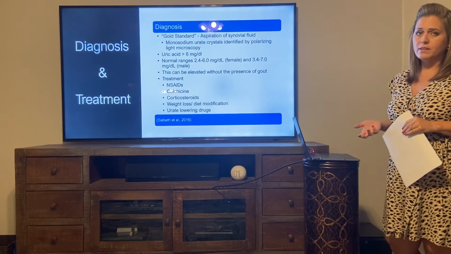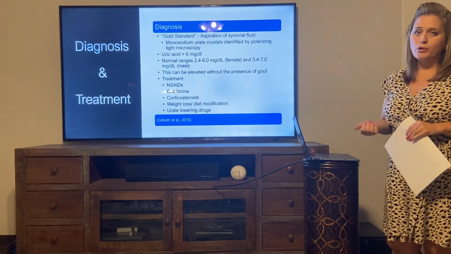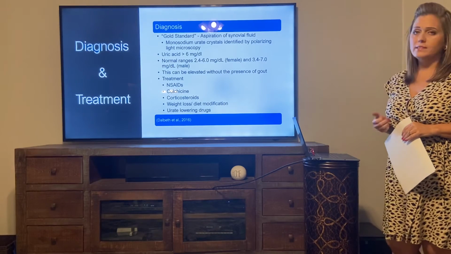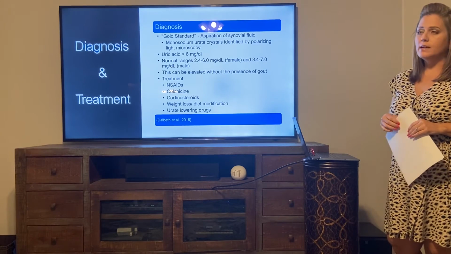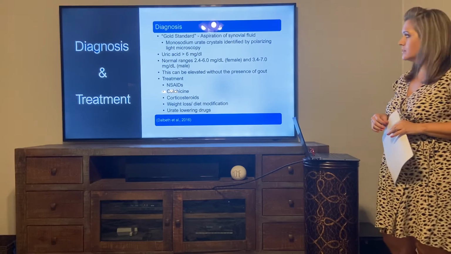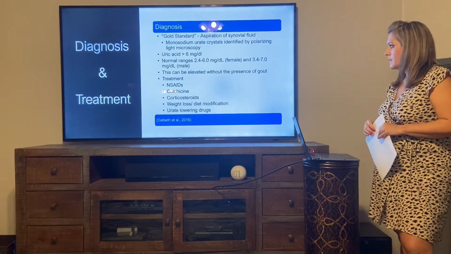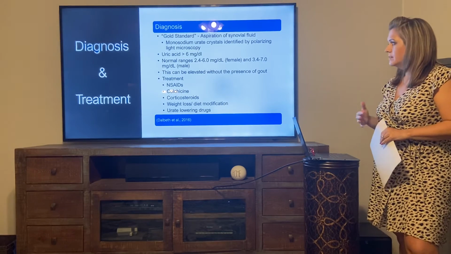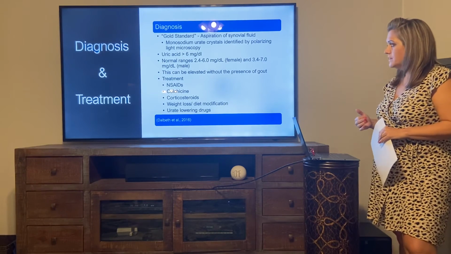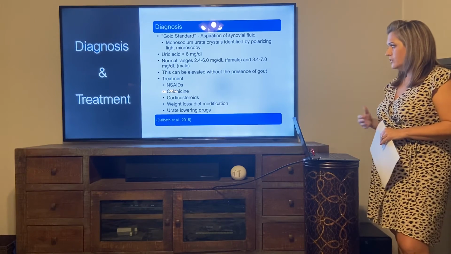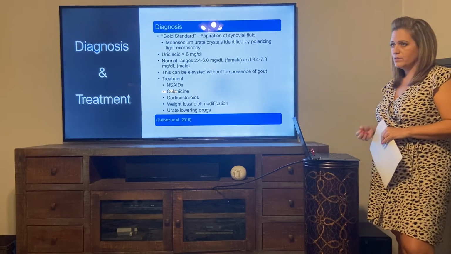Treatment options include NSAIDs like ibuprofen, Aleve. Colchicine is an anti-inflammatory drug used specifically for gout, and then corticosteroids are also an anti-inflammatory. Another way that we can improve these symptoms is through weight loss and diet modification, and then urate-lowering drugs are also an option.